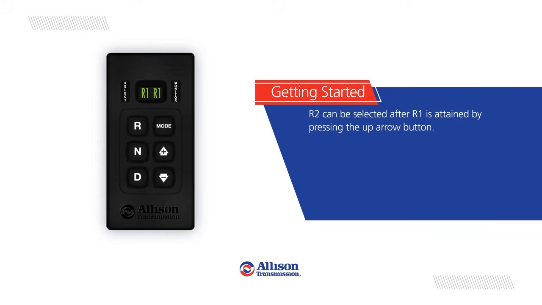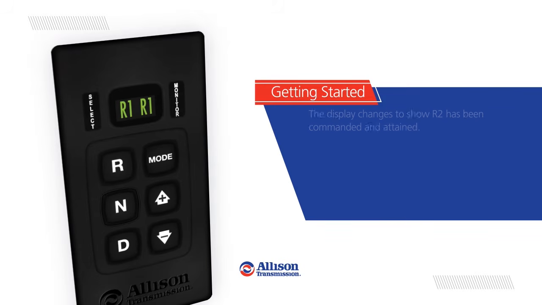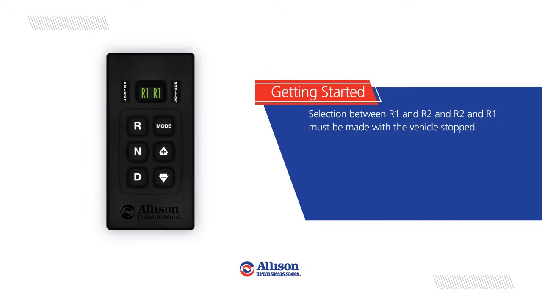R2 can be selected after R1 is attained by pressing the up arrow button. The display changes to show R2 has been commanded and attained. The operator can revert back to R1 by pressing the down arrow button. Selection between R1 and R2 and R2 and R1 must be made with the vehicle stopped.